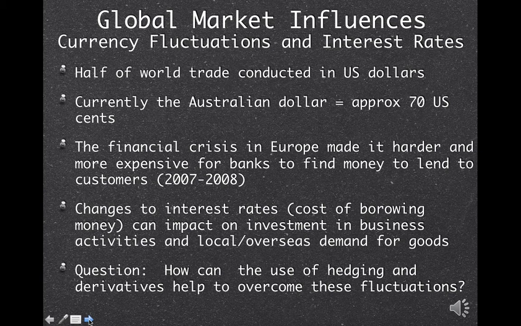Changes in interest rates, so the cost of borrowing money, can also impact investors and the rise of businesses. If there are very high interest rates, that will attract investors to put their capital in businesses in Australia, to loan money to businesses in Australia. If there are low interest rates, they may look elsewhere around the world. A question for you based on interest rates and currency fluctuations: how can a business use hedging and derivatives to help overcome these different fluctuations? I'd like you to add those answers to the Google Classroom.